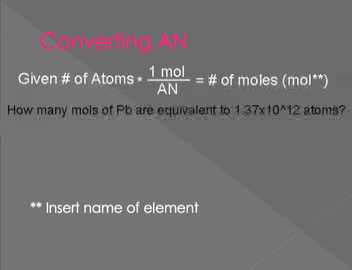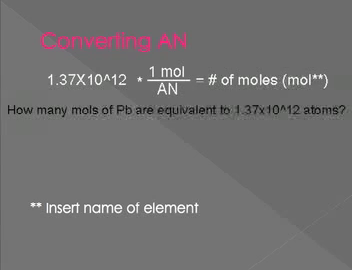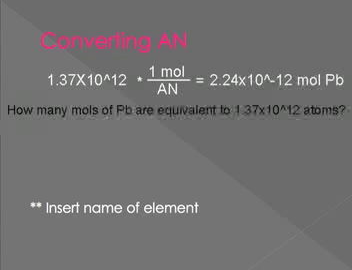Okay, so saying how many moles, that's the one thing we don't know. And it's giving us the number for atoms. So we're going to take that number, 1.37 times 10 to the 12th, and we're going to plug that into our equation. When we do all the mathematics for that, we should come out with the answer of 2.24 times 10 to the negative 12 mole Pb. And always remember to write in which element you're looking at the end with your atoms.